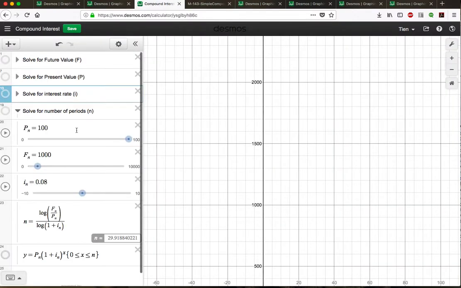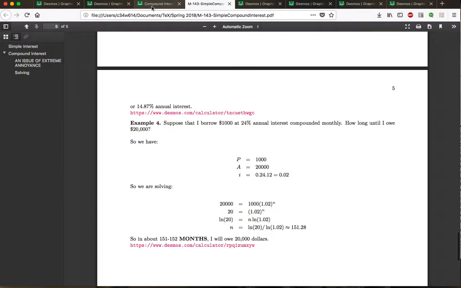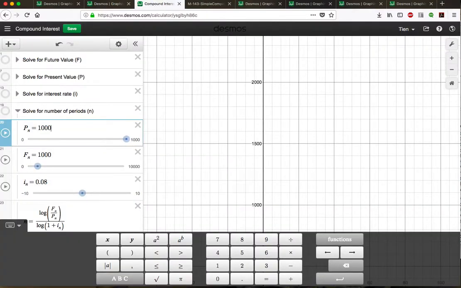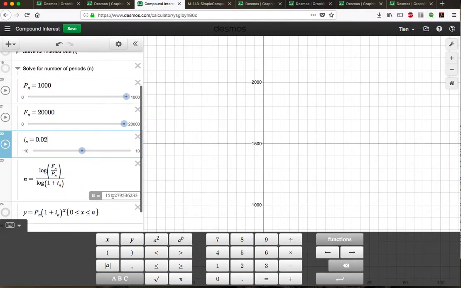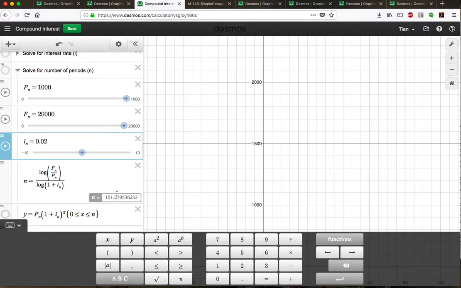So, let's see, we started with 1,000. We're going to end up at 20,000, and that's at 2% a month. So the value here, this n, is 151.28, which seems like a long time, except remember that n is months now, right? It's 2% interest per month to be 24% a year. So it will take 151.3 months to owe $20,000.